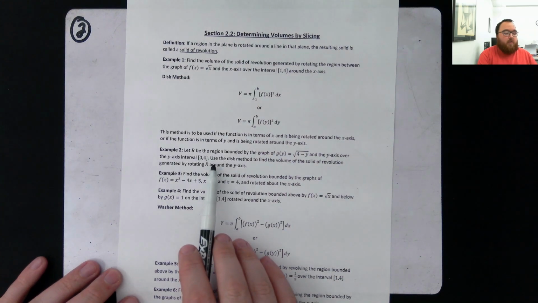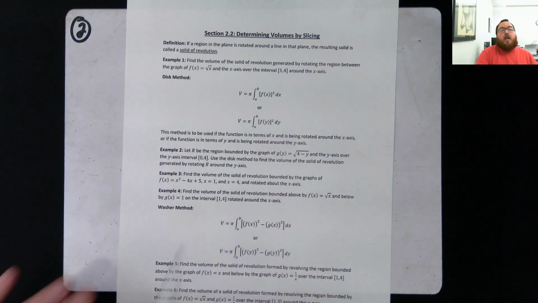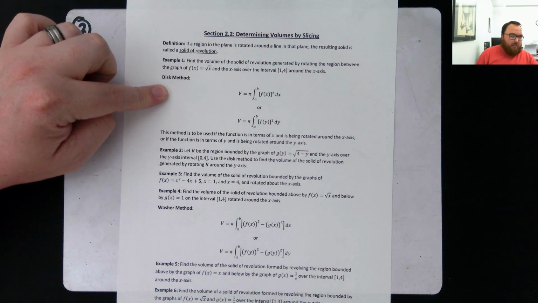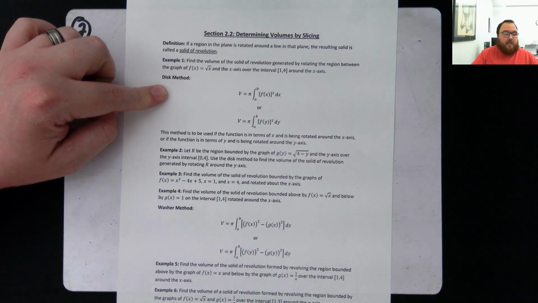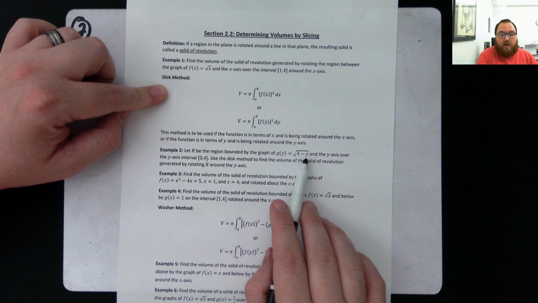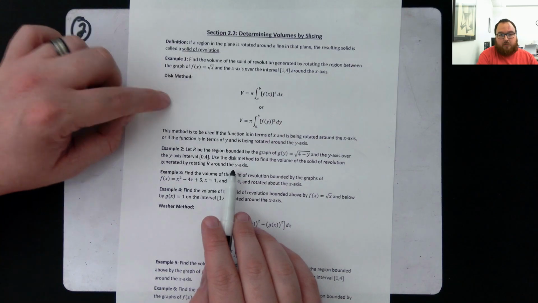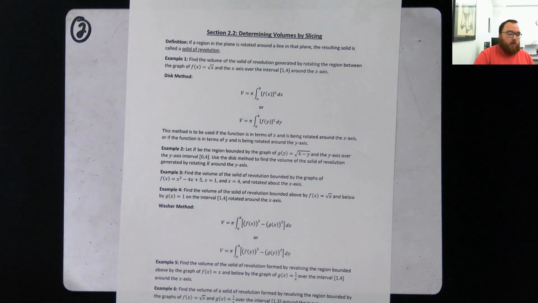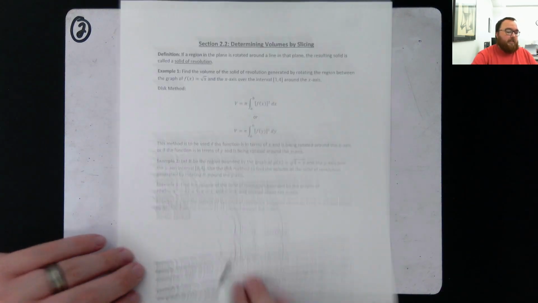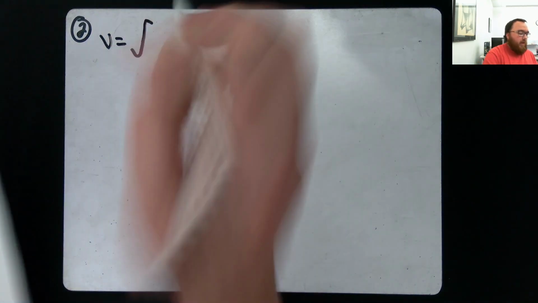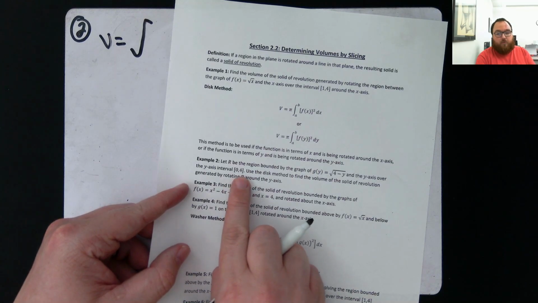If it did not tell me what method to use, how might I know I want to use the disk method? Well, the reason is because it's in terms of y being rotated around y. So I'm going to use this, okay? And again, it's just pi r squared. So easy enough. The volume is going to be equal to the integral. It says from 0 to 4.